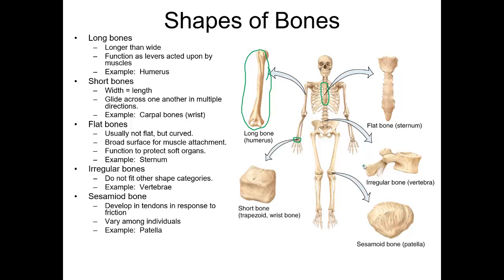Your vertebrae do not fit into any other shape category, and hence are called irregular bones. The next category of bone is a sesamoid bone. A sesamoid bone develops within a tendon, and they develop in response to friction, and its size varies among individuals. So the more the friction, the harder they tend to get.